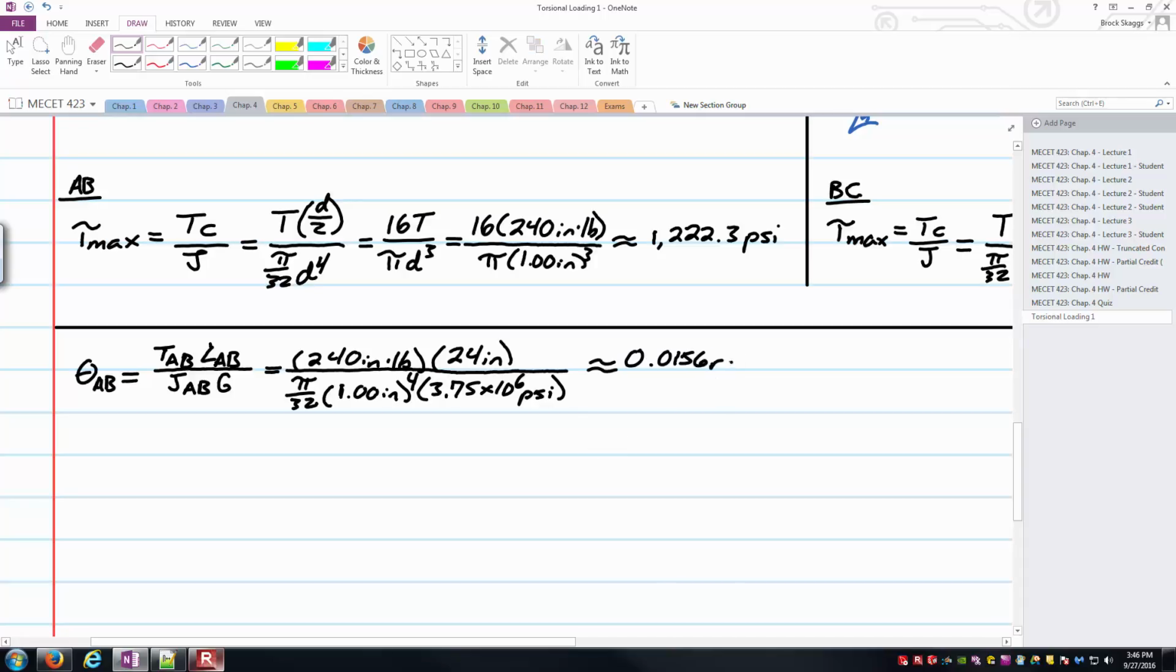And units here should end up being in radians. All the length units should fall off. The force unit, you have the pounds in pounds per square inch, and the pound up here should fall off as well. And so we end up with an angular unit of radian coming out of this formula.